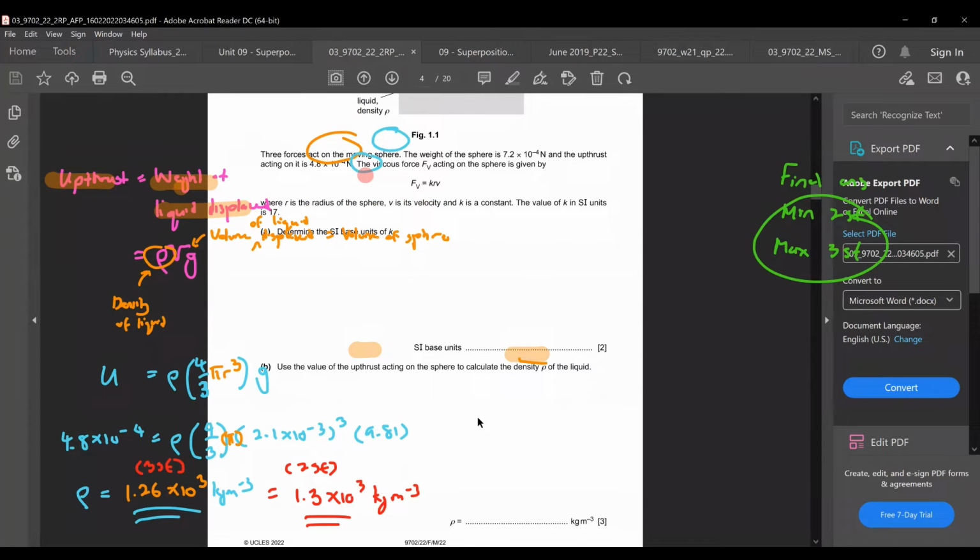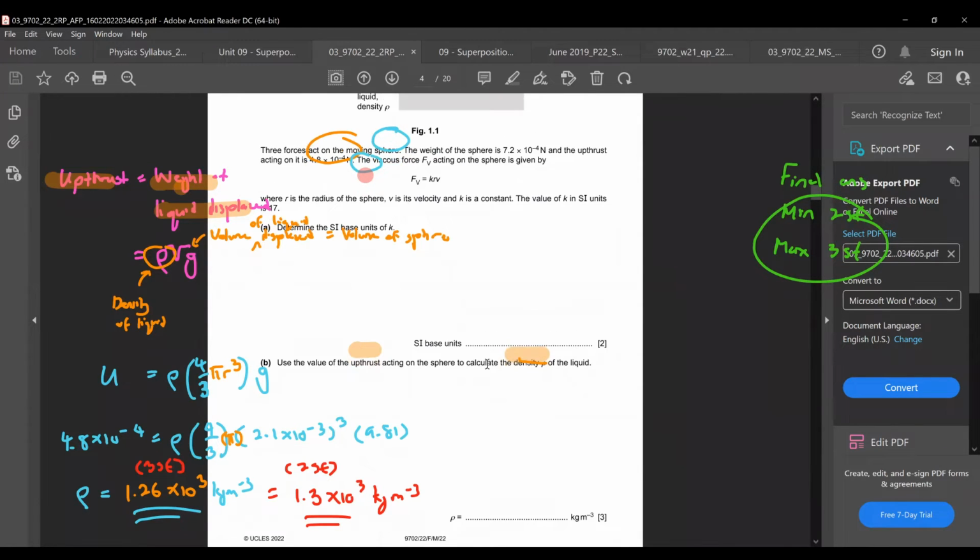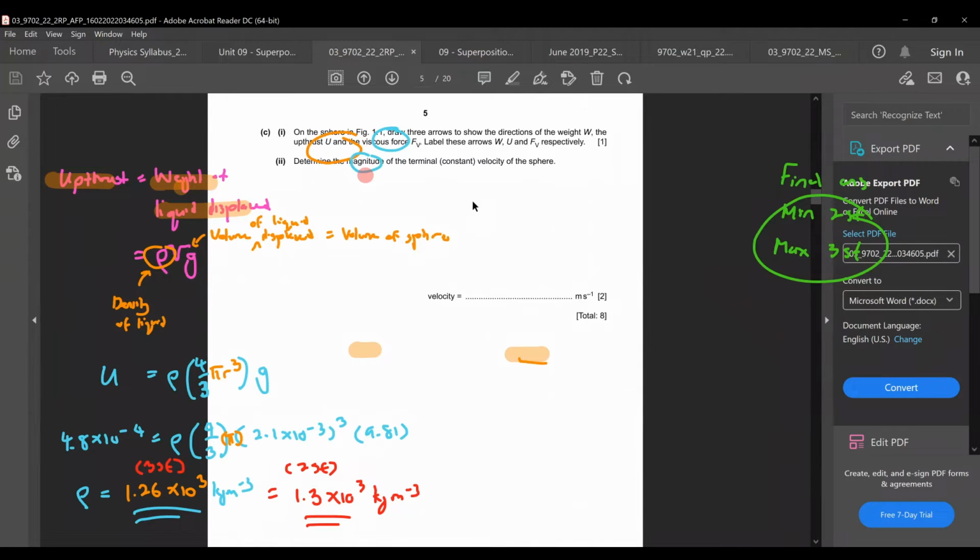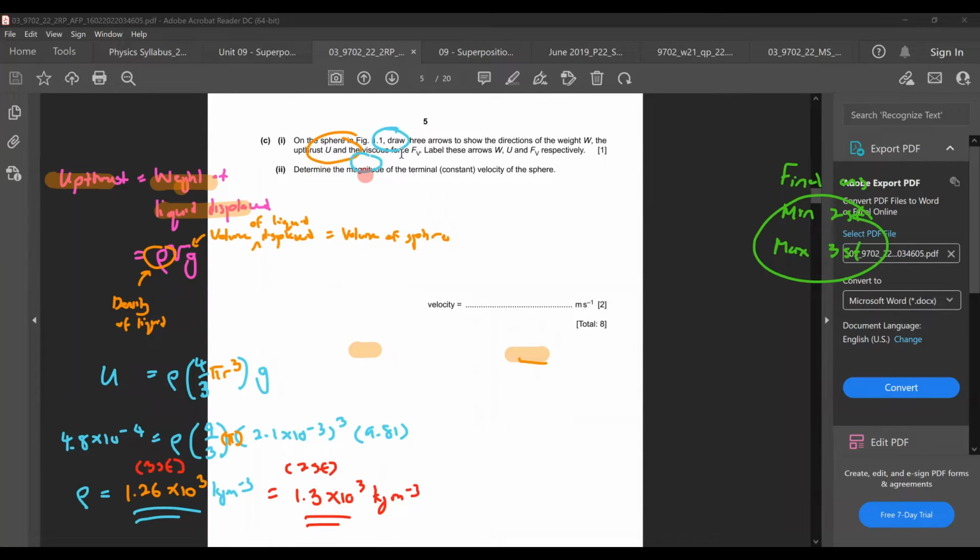So your upthrust is that. This is worth 3 marks. The previous one was worth 2 marks. Then you look at the next one. On the sphere in figure 1.1, draw 3 arrows to show the directions of weight W, upthrust U, and viscous force FV. Label these arrows W, U and FV respectively. This one is a no-brainer, quite easily doable. Your weight should be acting downwards, this is W. Your upthrust should be acting upwards, U.